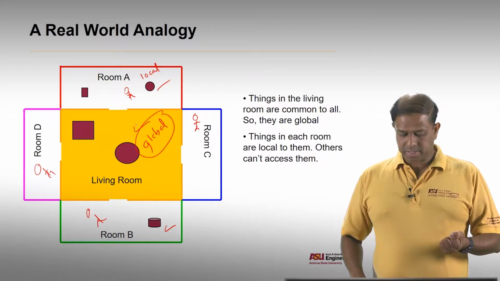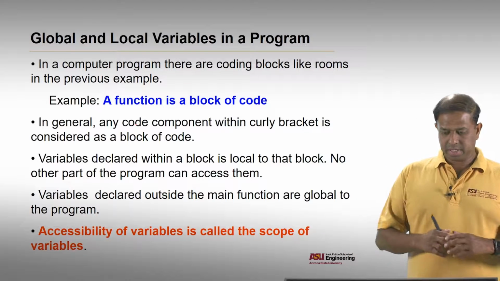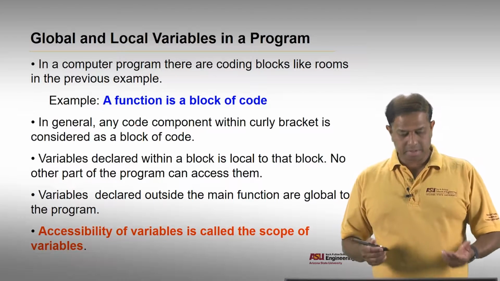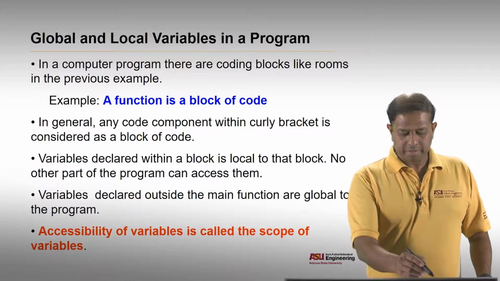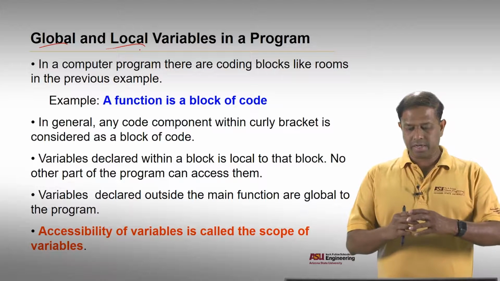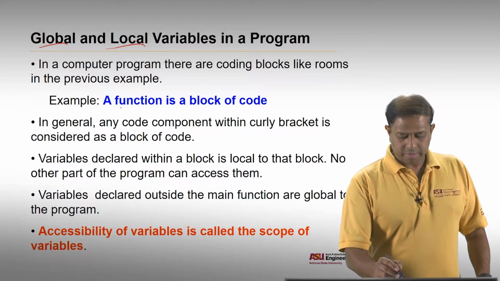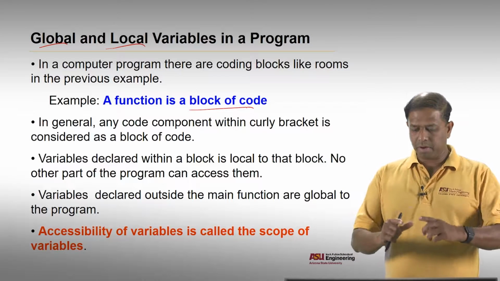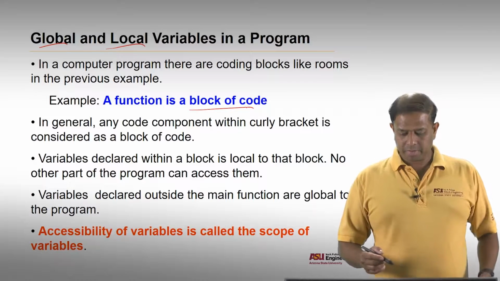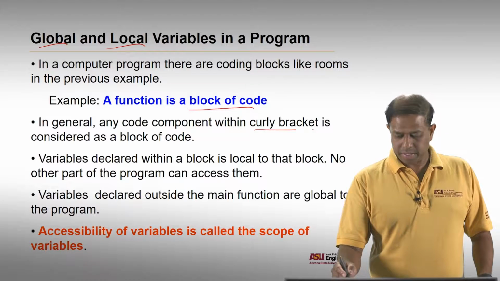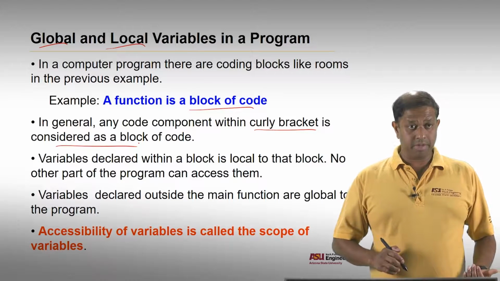So let's try to get an idea about this scope of variable concept and see how we can translate that into a programming context. All right. Now the main idea when you are defining global and local variables is which variable is local to what. In order for us to figure that out, we need to identify the block of code in the main program, right? A block of code is essentially code within curly brackets, right? So a function starts with a curly bracket and ends with a curly bracket.